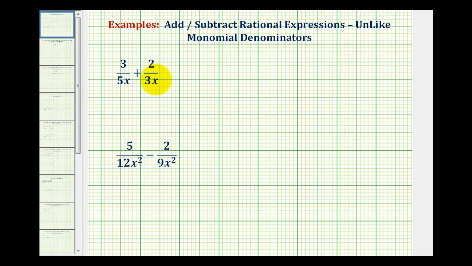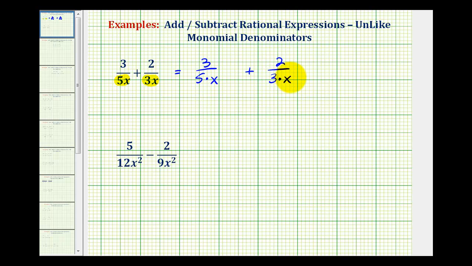So looking at our first example, the first step is to determine what the least common denominator would be if we have a denominator of 5x and 3x. And if we're not able to look at this and tell the least common denominator would be 15x, it's often helpful to write the denominators in prime factored form. What I mean by that is we can write this as 3 over, instead of 5x, 5 times x. And instead of 2 over 3x, we can write 2 over 3 times x.